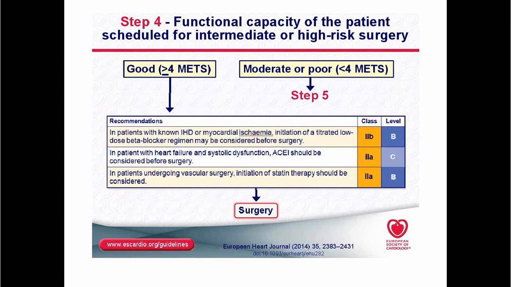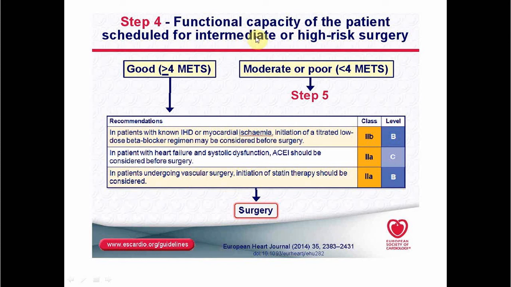So if the patient has a good functional capacity, remember that here we have a patient who will undergo intermediate or high risk surgery. If his functional capacity is good, 4 or more METs, then you should identify the risk factors and treat them, recommend lifestyle modification and optimize the patient's medical therapy. Beta blocker if he has ischemic heart disease, ACE inhibitor if he has a systolic dysfunction, and statin therapy if he will undergo a vascular surgery.